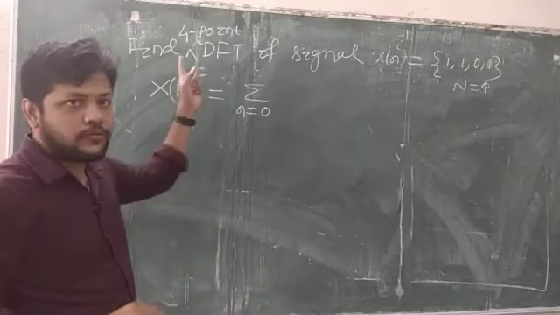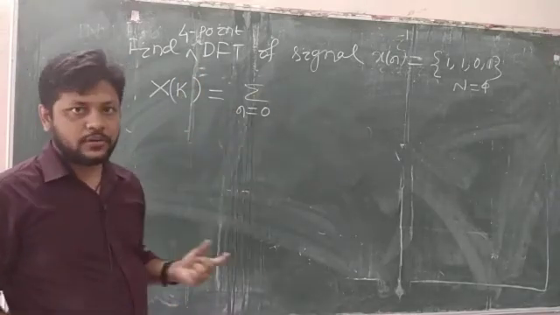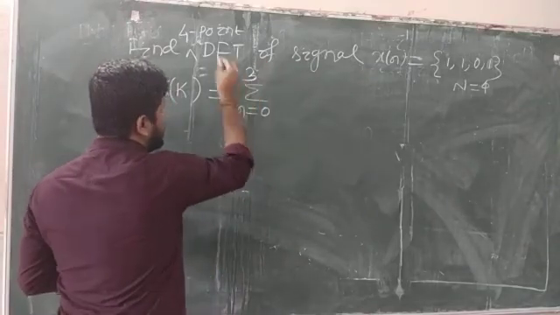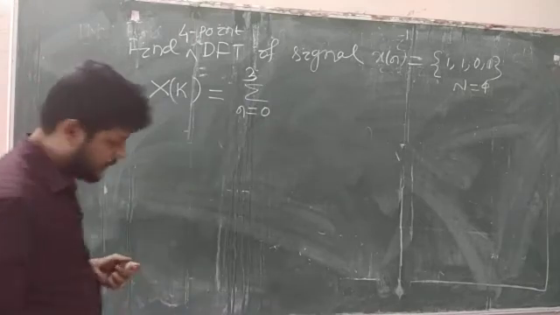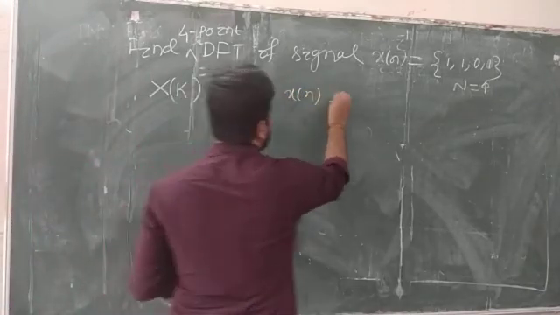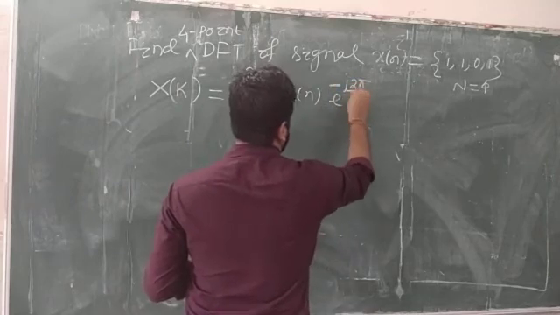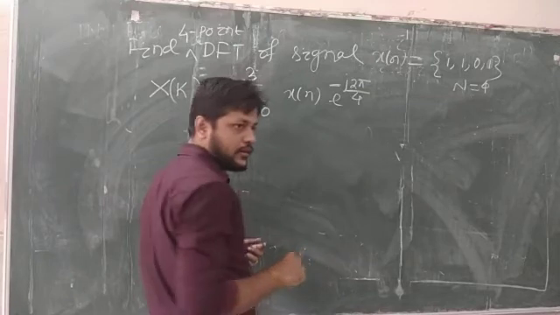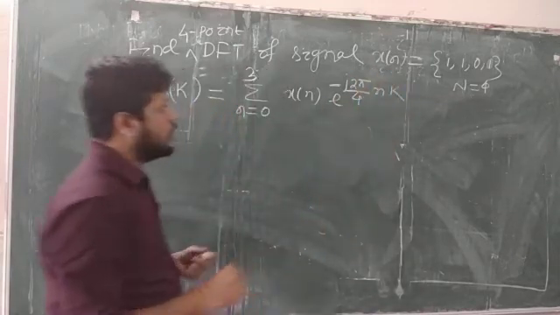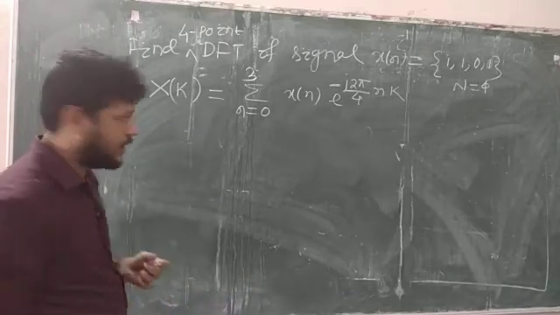The moment you see 4 point DFT, that means the n value is 4. So n is equal to 0 to n minus 1, which means here the limit will be n is equal to 0 to 3. Then we have x[n] e to the power minus j 2 pi by 4, into n into k.